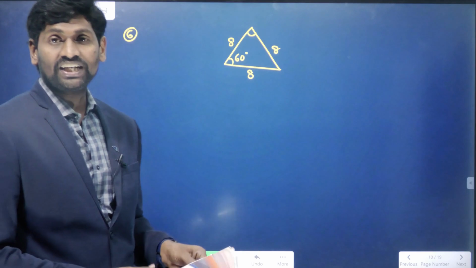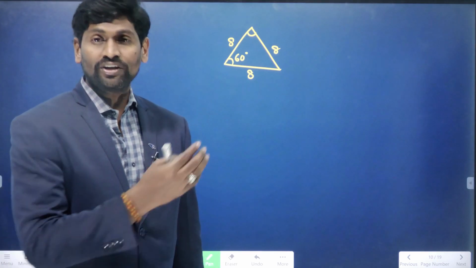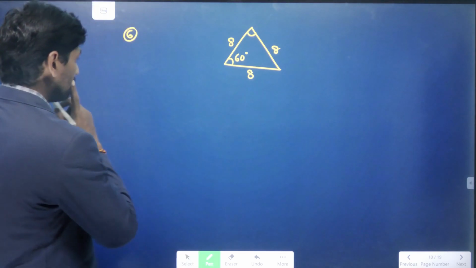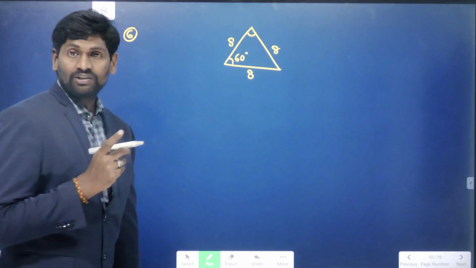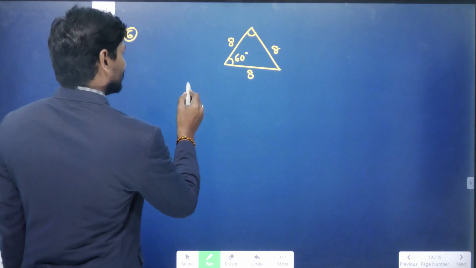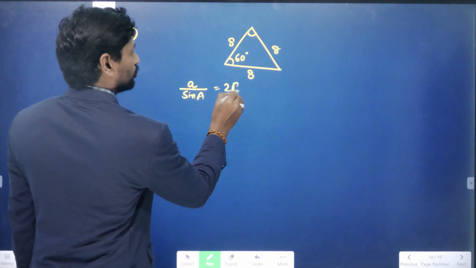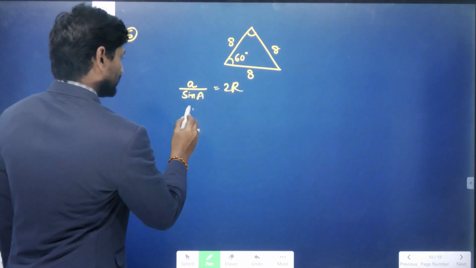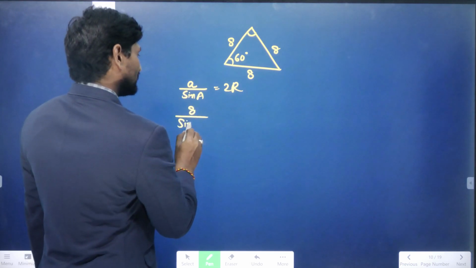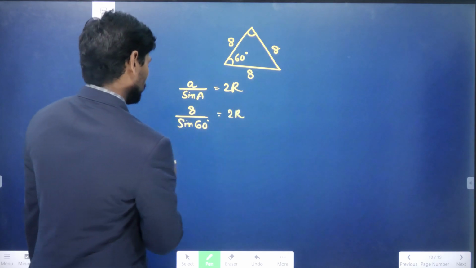What is circumradius? Circumradius is nothing but capital R. Capital R will be available according to the formulas we learned today, that is in the sine rule. Sine rule is a by sine A equals b by sine B equals c by sine C equals 2R. Now I can take anything, that is a by sine A equals 2R. So a value is the side, 8, and sine 60, since angle A is 60 degrees, equals 2R.